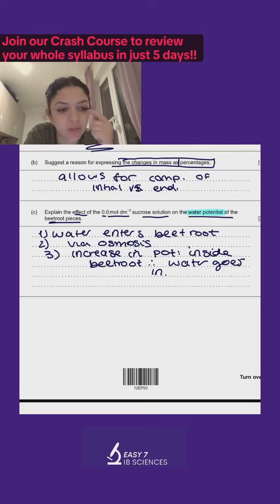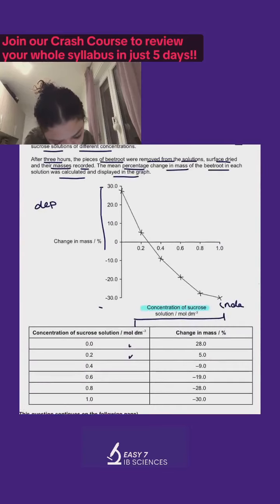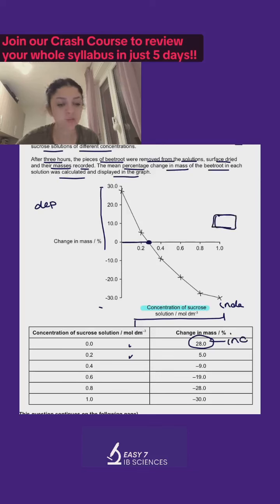Can you explain the question answer a little bit more? Of course I can. So basically what it's asking is, what is the effect of 0.0 mole sucrose solution on the water potential of the beetroot pieces? So it's telling you when the sucrose concentration is 0.000, so around here, what's going to happen to the change in mass? Here we can see that the change in mass increases. So the beetroot increases in size. Its weight increases. Why? It's because the water is entering.